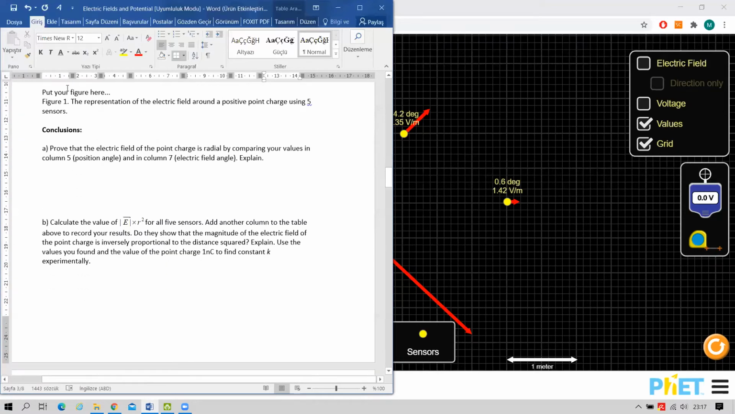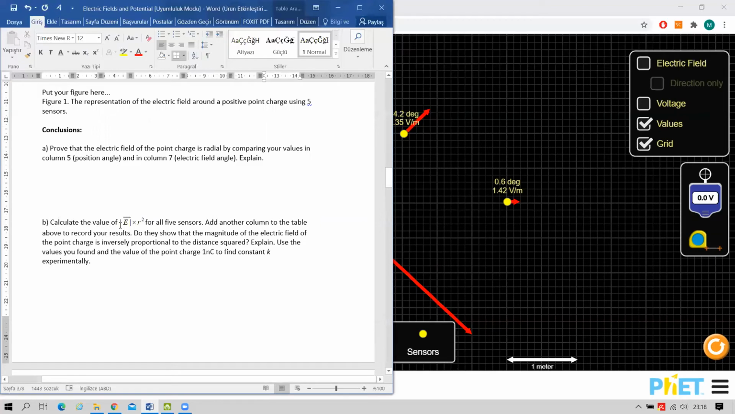There's a conclusion over here, and the conclusion says: prove that the electric field of the point charge is radial by comparing your values in column 5, the position angle, and column 7, the electric field. So you'll answer this question. You will write your answer in this blank region. Just type it.